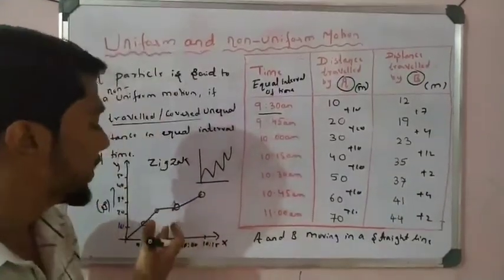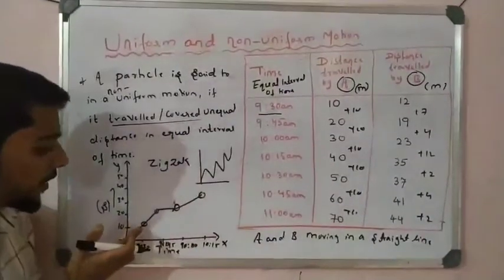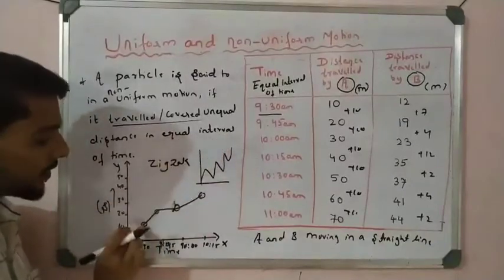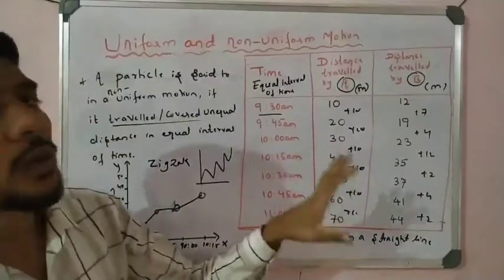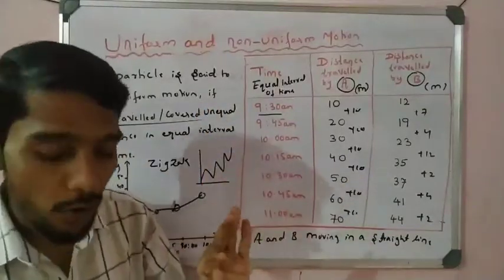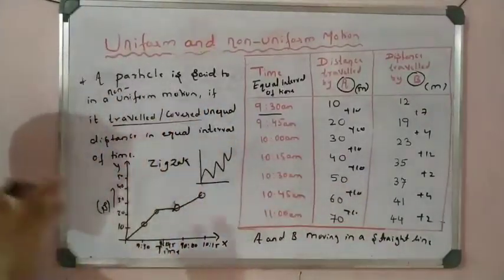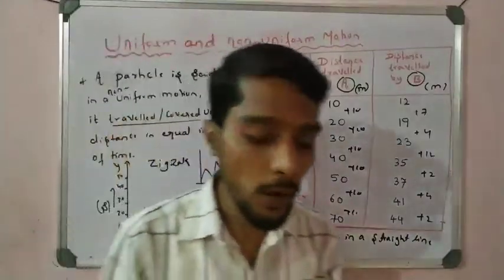If it is like that, a zigzag motion, not a straight line. See, the 4 points are not in a straight line, they are in different lines. Okay, it's called non-uniform motion. So this is, students, the definition of uniform and non-uniform motion. Hope you understand this concept.